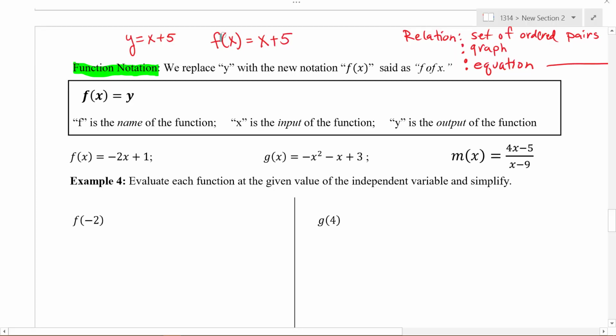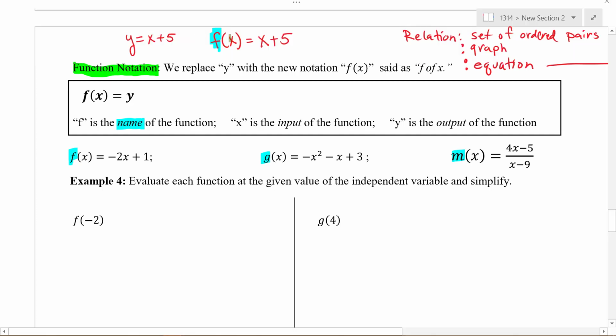The letter f is the name of the function. So we can have different names. So here we have f of x, so this is function f. Here we have g of x, that's function g. So these two functions have different names. Here we have function m. All of these represent different names of different functions. If I said to look at equation m, then you know exactly which equation I'm talking about. So when we talk about function notation, we like to give our functions names. The letter that's in front of the parentheses represents the name.